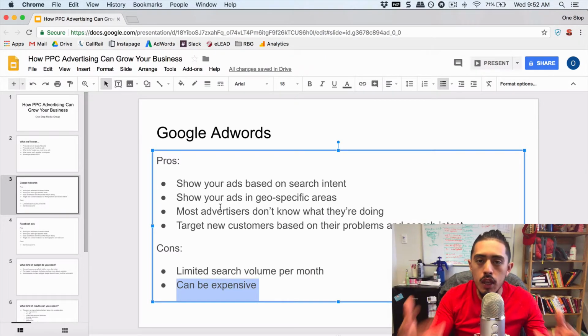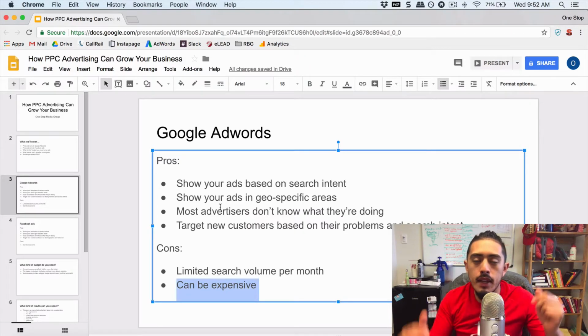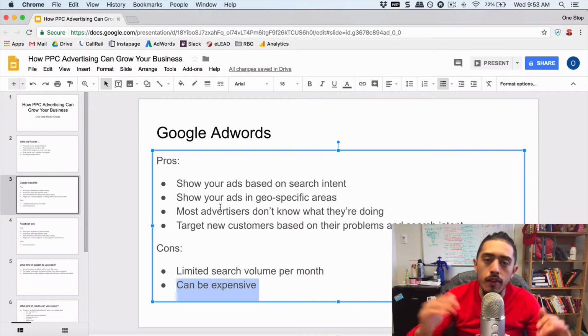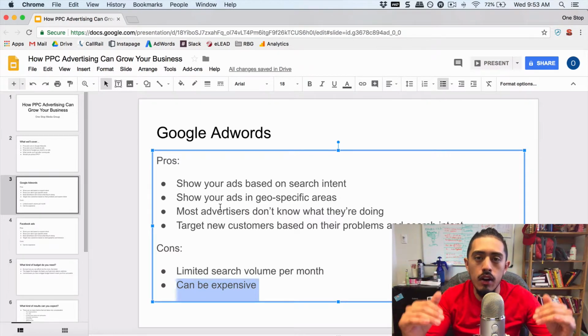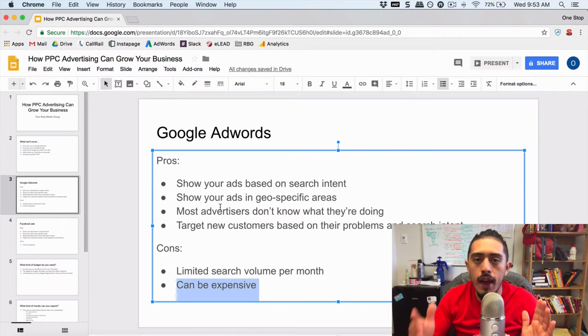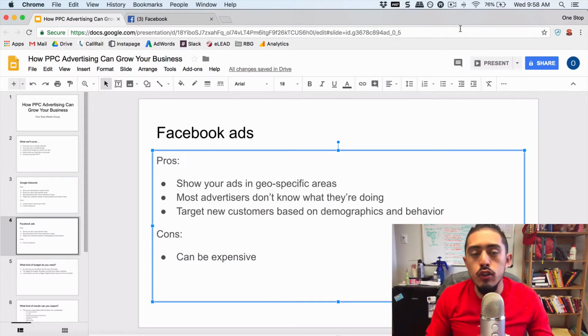depending on the day, depending on the keyword, depending on the volume. But that doesn't necessarily mean you're always going to pay a high price every single time. If you're properly optimizing your campaigns, you can decrease that cost as you're going along and getting better at your campaigns. All right, so now let's switch on over to Facebook ads.